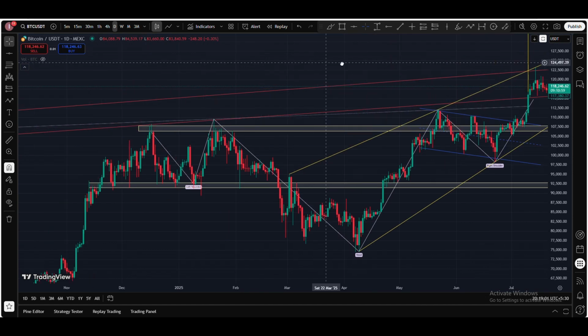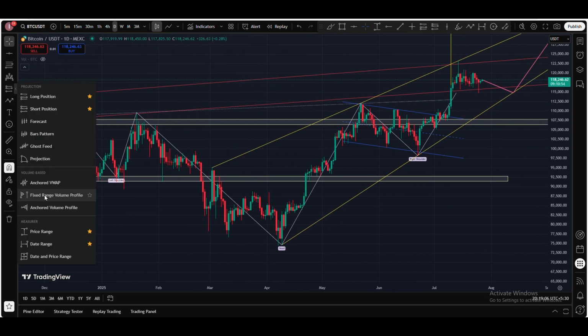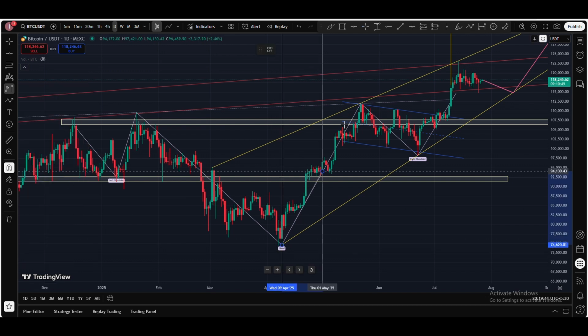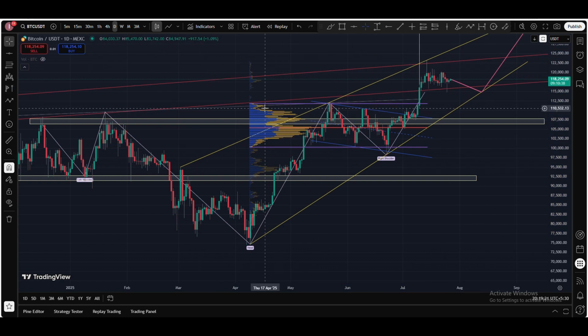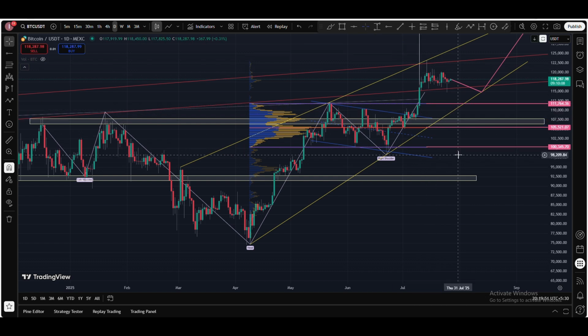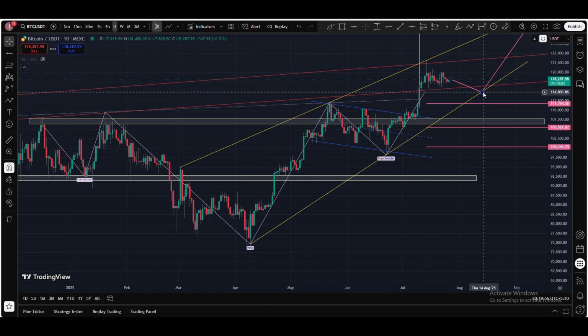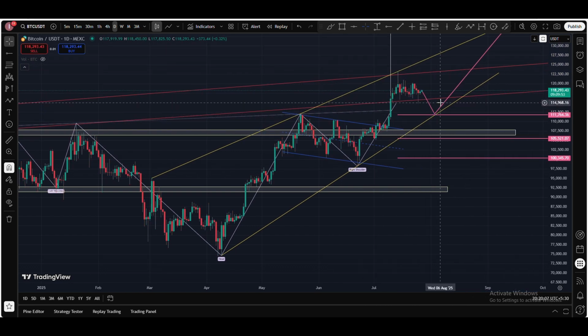Actually, we can use the fixed range volume profile and put it similar to the swing high, and you can see the volume reached the market in this area. This is the point of control. POC level going to this area. Market can get support and value area high and value area low. Market reached this area and going up, and in this area too there is a CME gap. Market should fill that CME gap and go up.